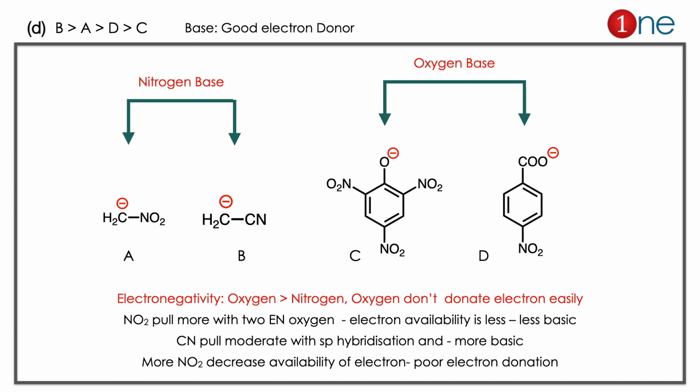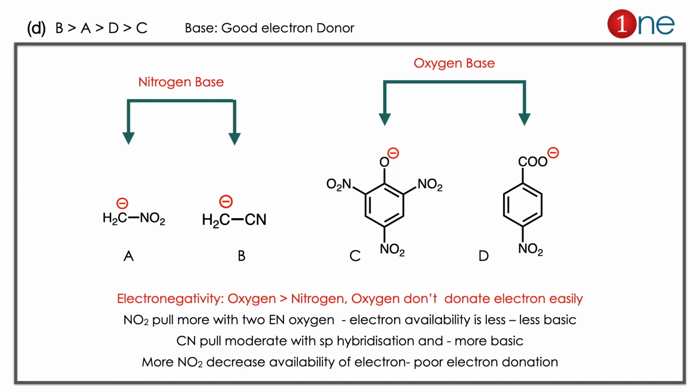The NO2 is a strong electron withdrawing group because of the electronegative oxygen and its hybridization. But if you look at B, it's a C triple bond N, only sp carbon. The pulling will be very less, so it will be more basic. The availability of anion is important here. So the availability on B is higher than A. So we find that B is higher, A is the next one.